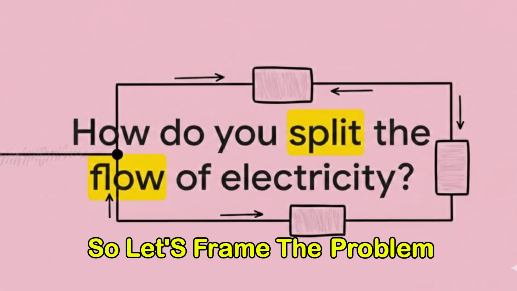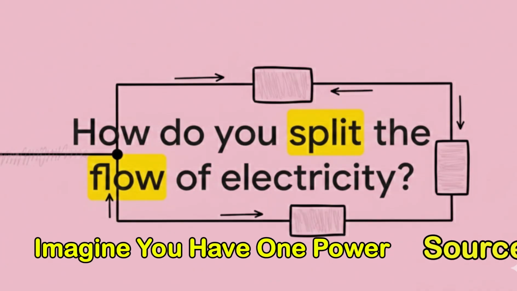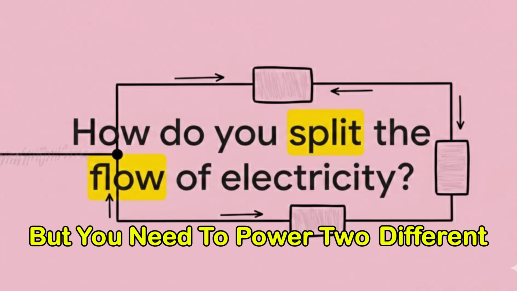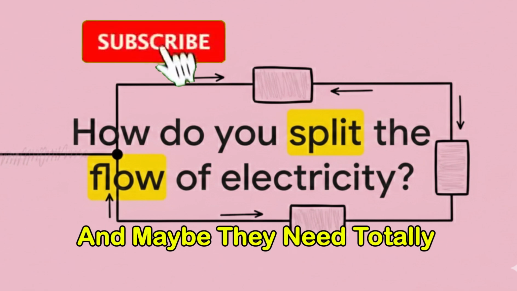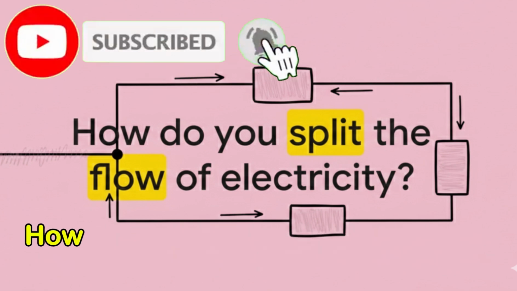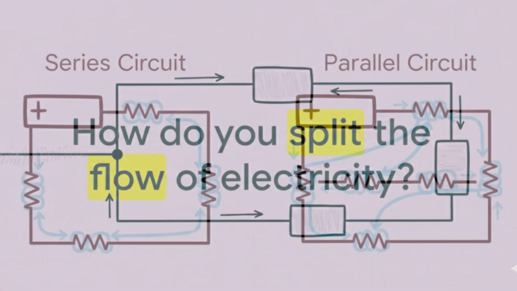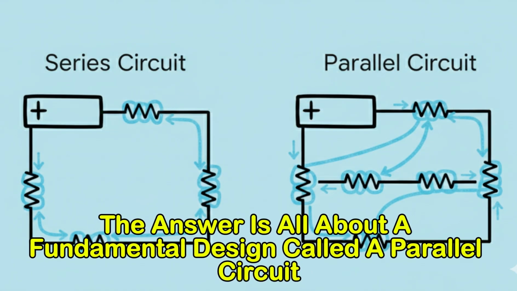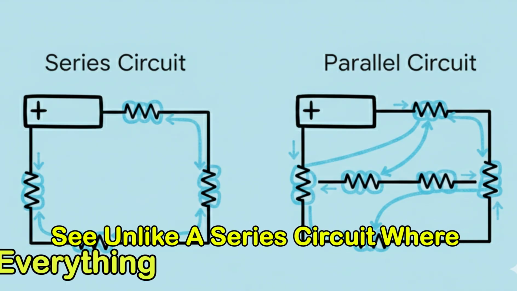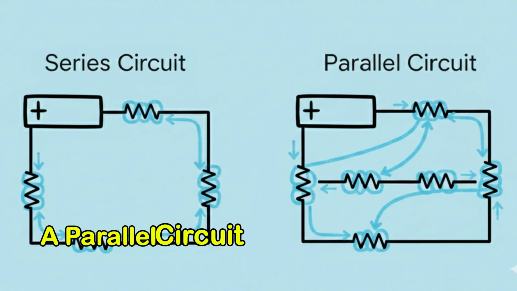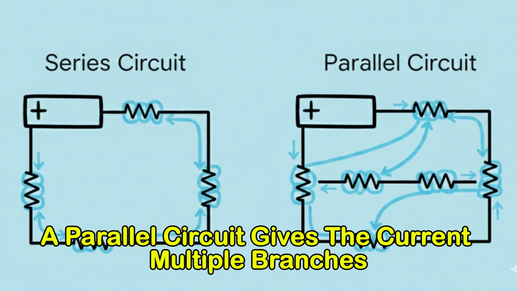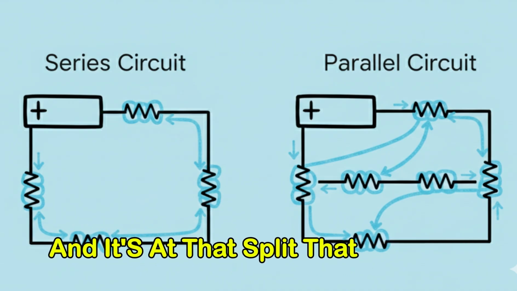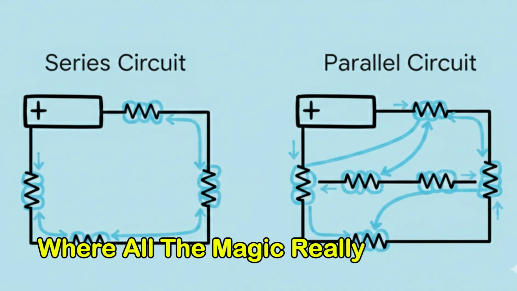So let's frame the problem. Imagine you have one power source, just one single flow of electrical current, but you need to power two different things. And maybe they need totally different amounts of that current. How in the world do you split that flow? Well, the answer is all about a fundamental design called a parallel circuit. See, unlike a series circuit where everything is just in one long line, a parallel circuit gives the current multiple branches or paths that it can travel down at the same time. And it's at that split, that junction, where all the magic really happens.